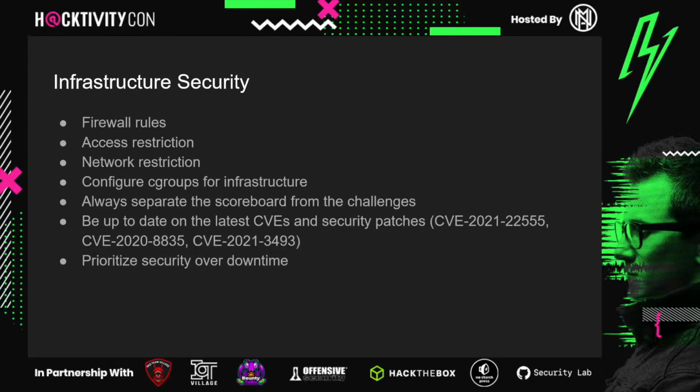With the actual infrastructure security, have firewall rules in place. You don't want people to be able to access SSH at all. Oftentimes, you just want SSH to be the only type of access to these servers so that you have that security. Another thing is network restrictions. As I mentioned before, you don't want your challenge server to reach your scoreboard server. You don't want your challenge server to reach some sensitive information. Another good thing is to configure cgroups. So cgroups are Linux kernel mitigations that prevent stuff like fork bombing, prevent zip bombs, and prevent all of these other bad things that can happen to your server.